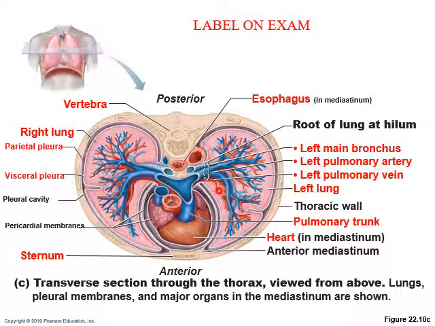Now, we can't really see too much about the pulmonary veins. They're hidden under here. So we're not going to worry too much about that. You can see the layers of the pleura. Lining the cavity is parietal. Lining the organ is visceral. All right, and that's all I see on here that we need to take care of today.